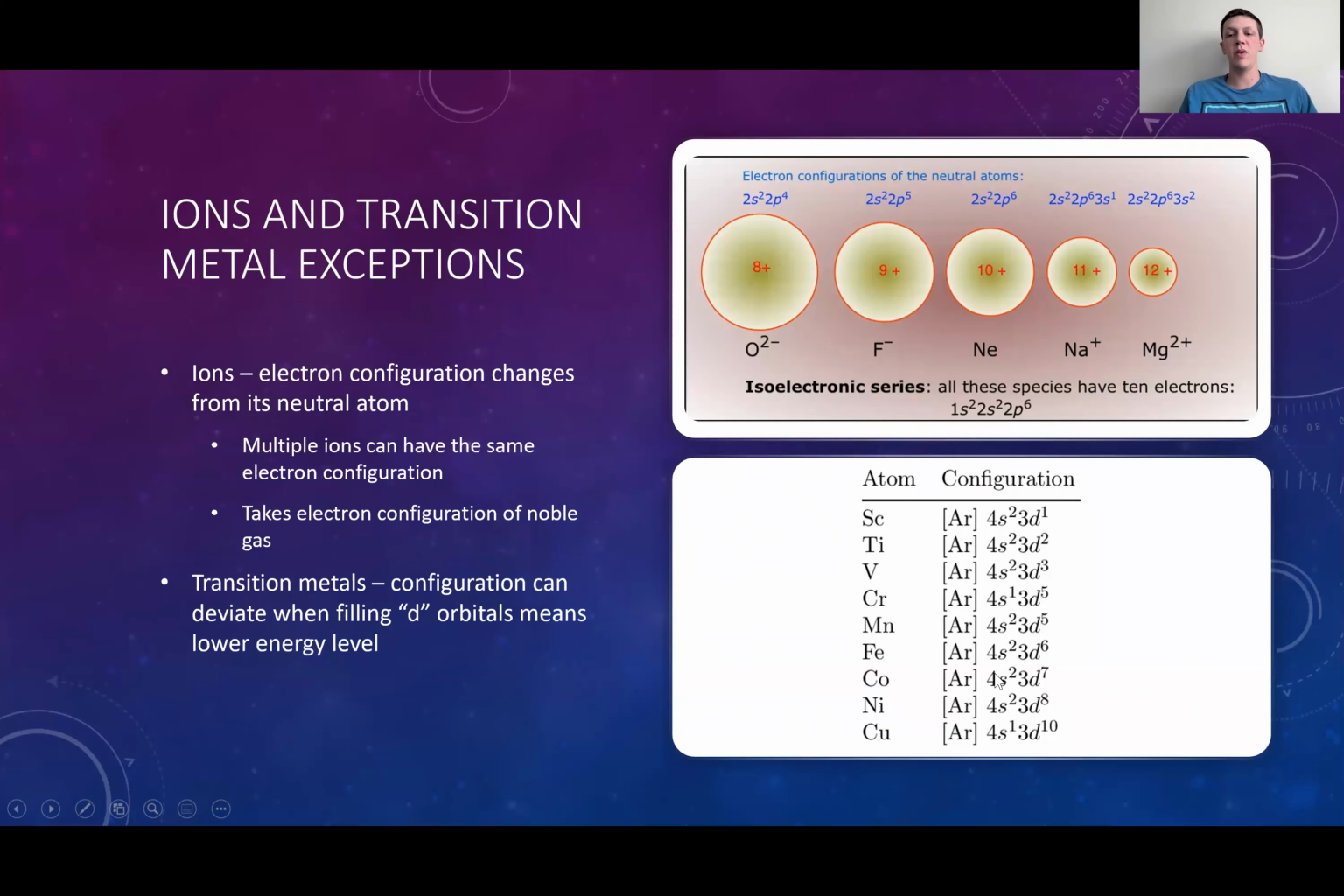So you don't have to worry about that exception. But that's just something to keep in mind, that for those transition metals in the 4th column and the 9th column over, they're going to take one of those 4s electrons and put it into the 3d just to make it more stable.